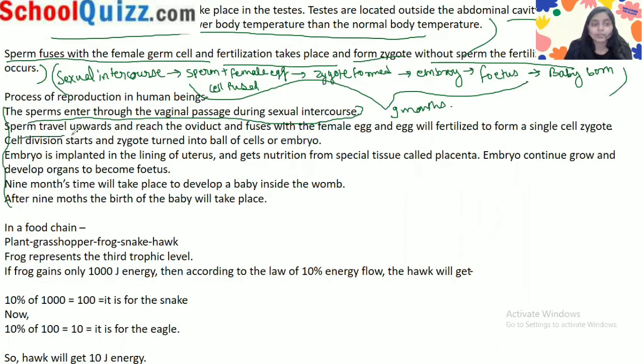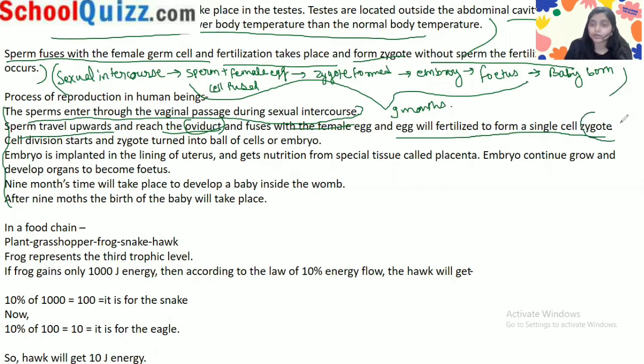So sperm travel upwards and reach the oviduct and fuse with the female egg, and the egg will be fertilized to form a single cell zygote, right? So this is the second step where the sperm travel upwards. Sperm enter the vagina and travel upwards and reach the oviduct. In the oviduct, the fertilization will take place. The egg will be fertilized when it meets with the sperm, right?